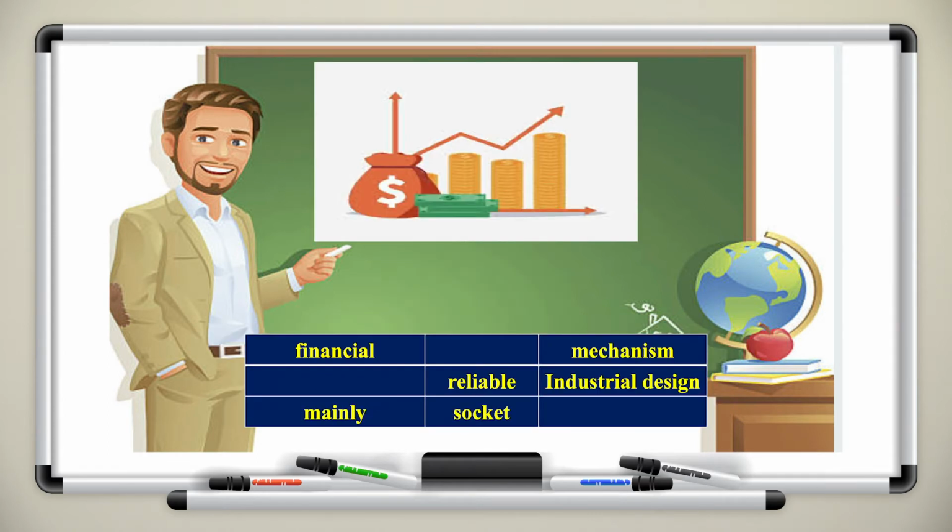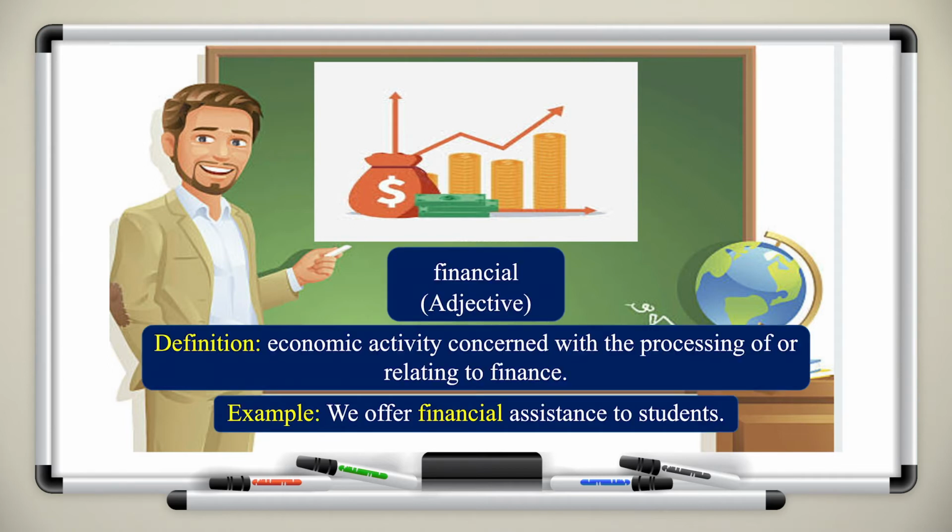And this is another obvious example here. So we finished with the economy and we are talking about financial. Financial means relating to finance, an economic activity concerned with the processing of money. It's an adjective, and for example, we use it as the following. We offer financial assistance to students.